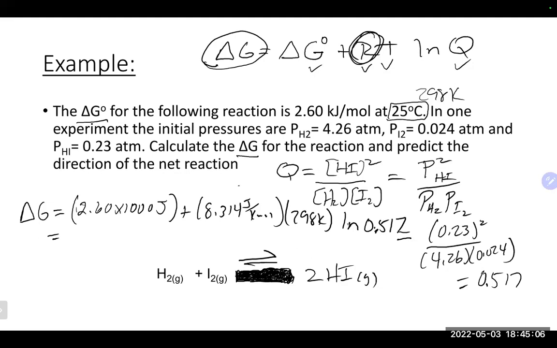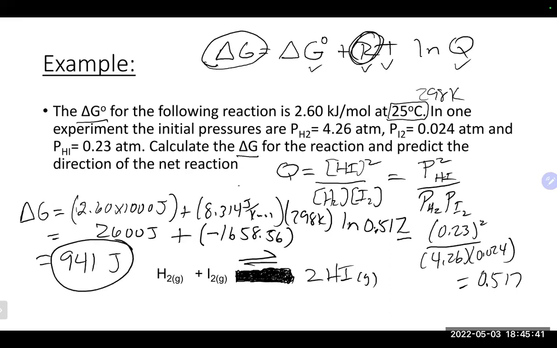Going through that carefully, natural log of 0.512 times 298 times 8.314. And again, if we get this side of it, minus 1658.56. And on this side here, we get 2,600 joules. So plus a negative 1658.56 gets me something like 941, give or take a digit or two. Any questions on that?